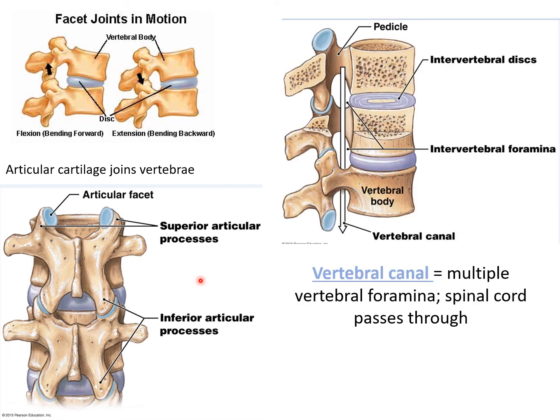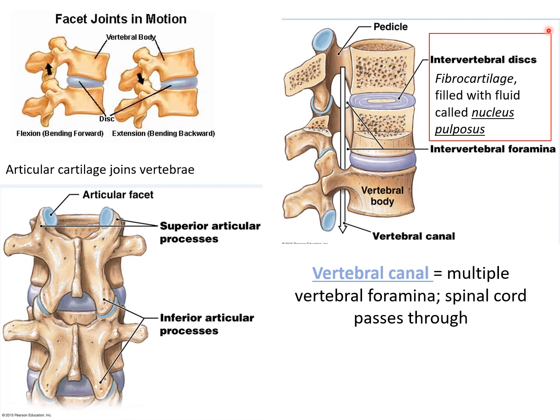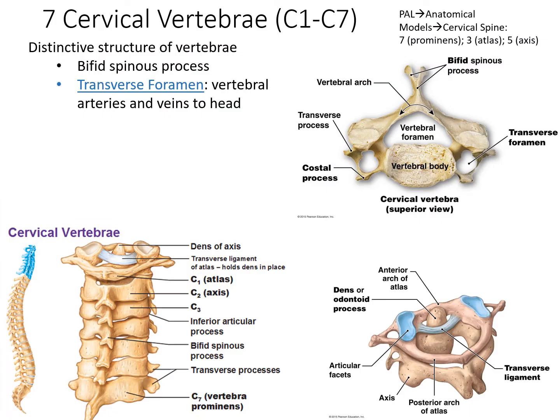When we join multiple vertebrae together, their vertebral foramina, the plural of foramen, join together and form a canal. Again, this vertebral canal is where the spinal cord is. I also want to point out the intervertebral discs. They are mostly fibrocartilage, but all the way on the inside there is an inner fluid-filled compartment called the nucleus pulposus. We'll see that come up again. Okay, there are a few unique characteristics among the cervical vertebrae.